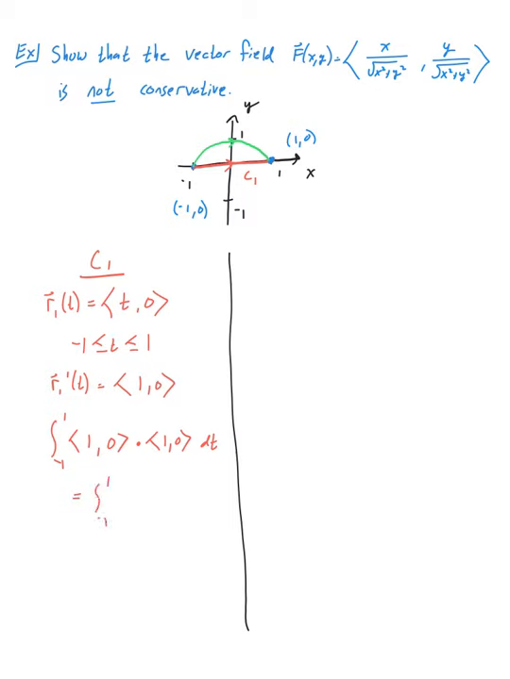So this comes out to be the integral from negative 1 to 1 of 1 dt, which is the length of the curve, which is just 2. Alright, so we'll circle that and move on to our other curve, which we're going to call C2. Now C2 is a little trickier, but not much more. So r2 of t is equal to, I'm going to use the parameterization negative cosine of t, comma sine of t, where t ranges between 0 and pi.